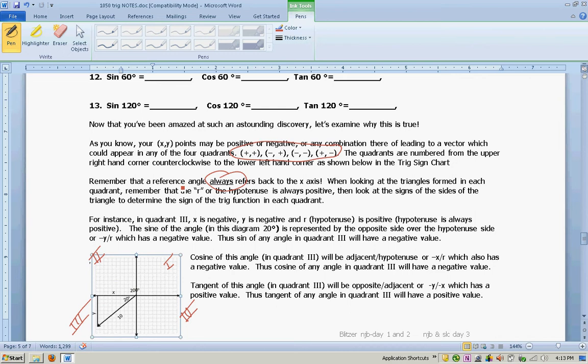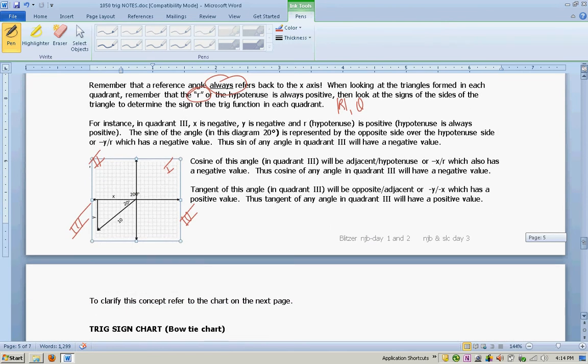We saw that with our reference triangle just a few minutes ago. So when you're looking at those reference triangles, remember that the hypotenuse, or the r, is always positive, and that's the r of r theta polar notation. And then look at the signs of the sides of the triangle to determine the sign of the trig function. For instance, let's do an example here.